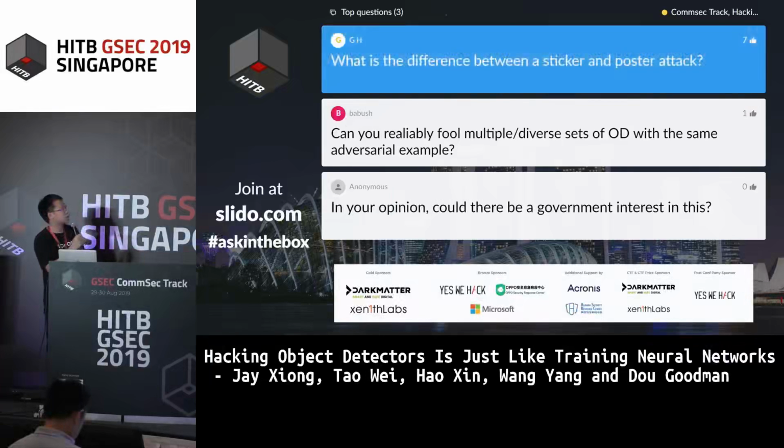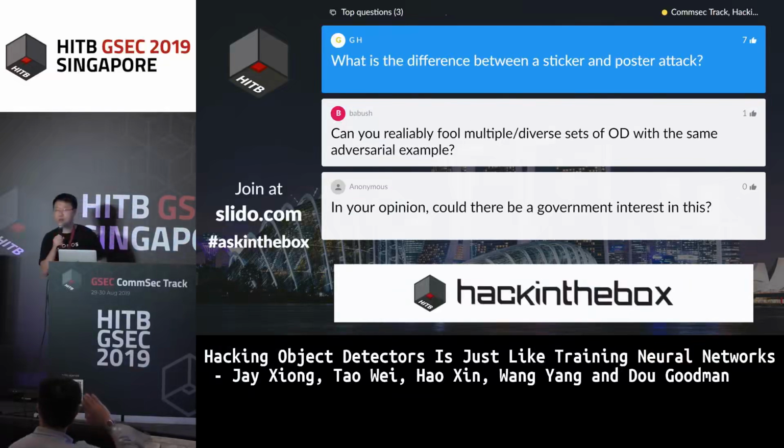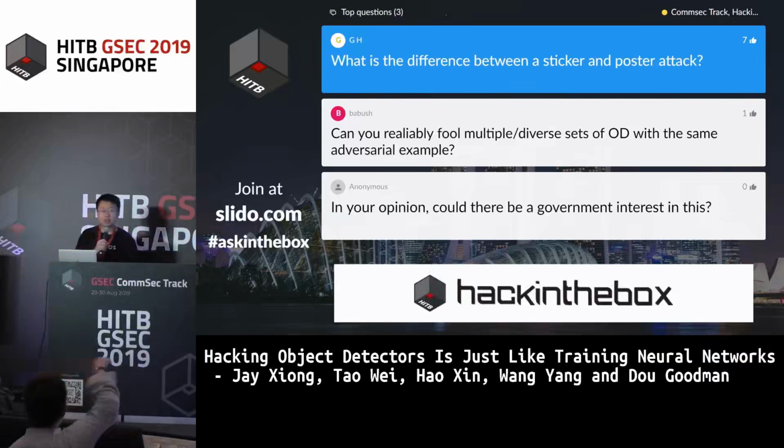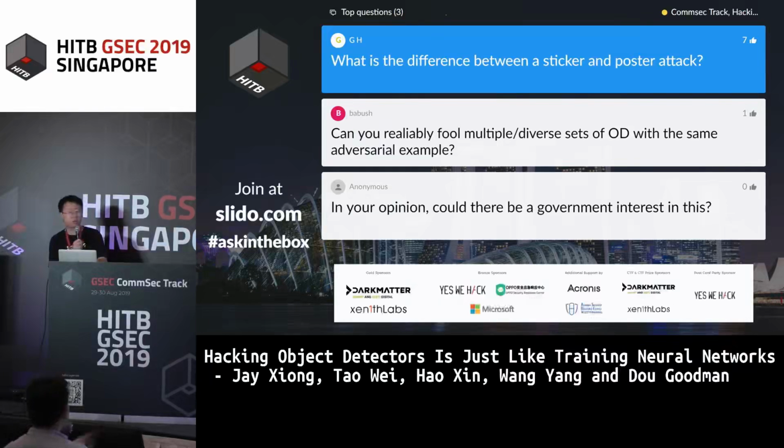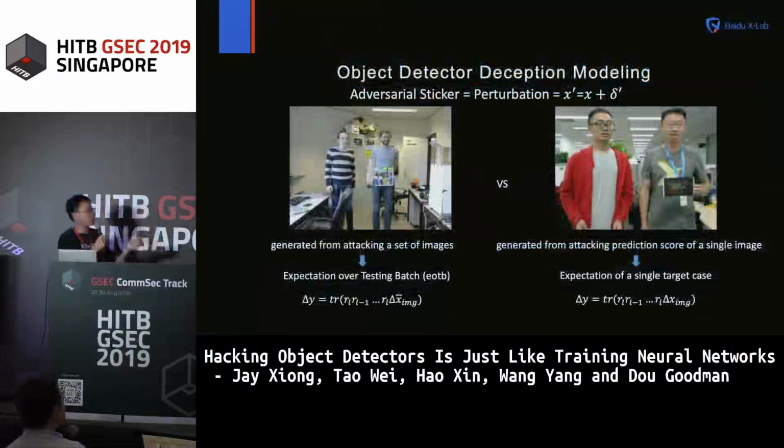What's the difference between a sticker and poster attack? Can you elaborate, please? Elaborate it more? On the first slide just now, you had one picture, one small, one big. Then you moved on. What's the difference? Oh, you mean the slide with two videos on the presentation? Yeah, maybe in this one.